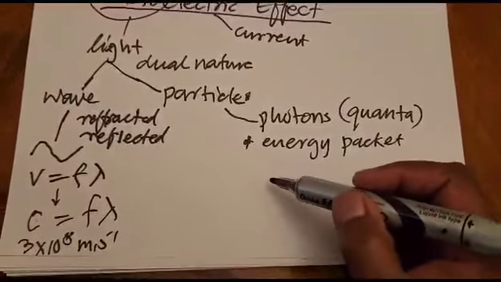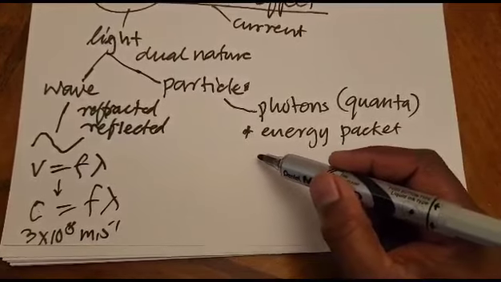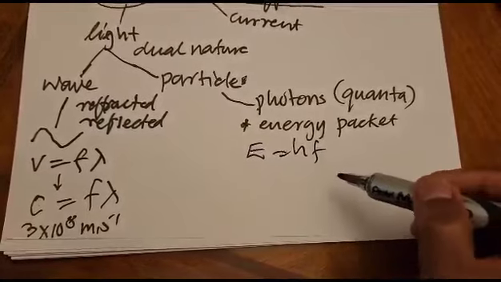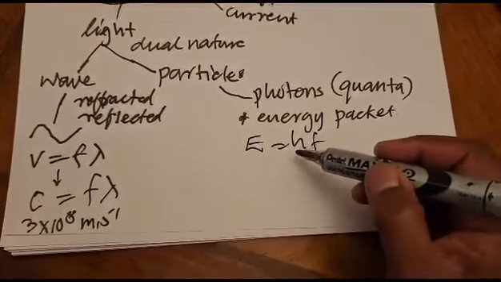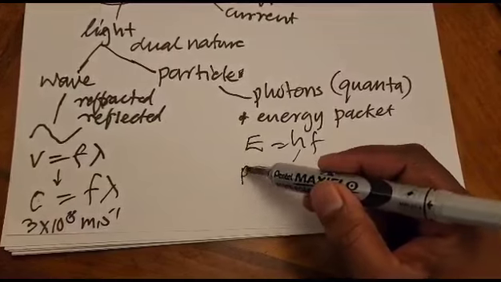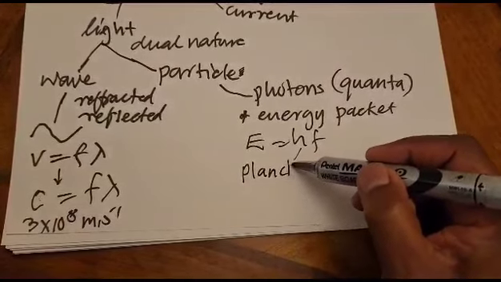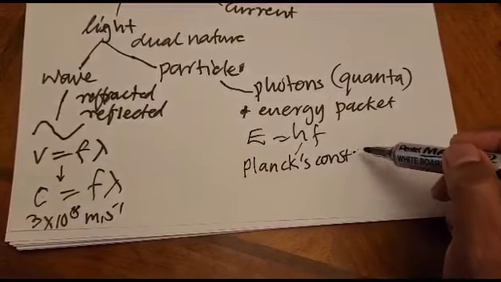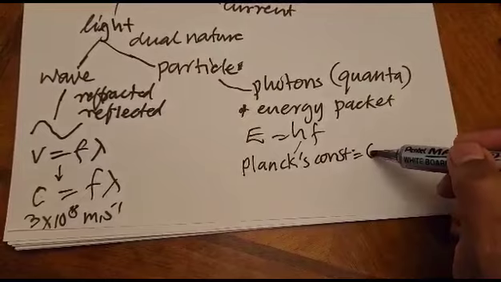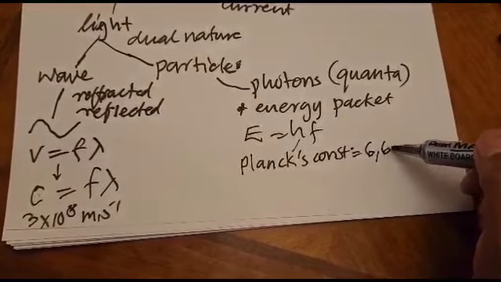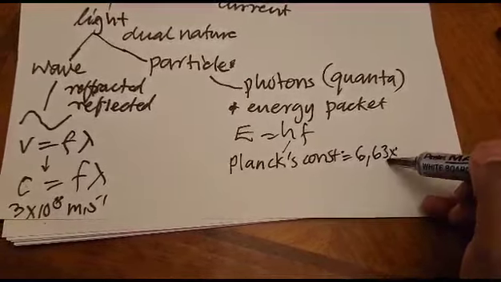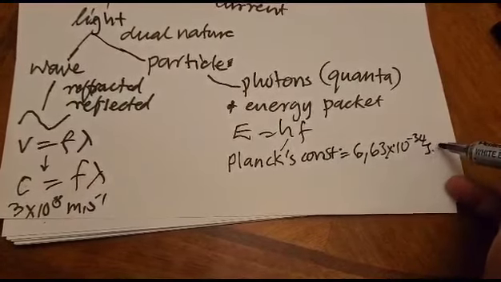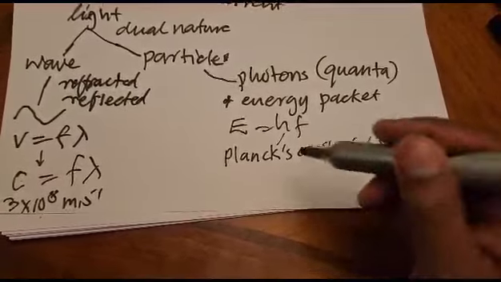In this case, the energy of a photon can be calculated using this formula, E equals hf, where h is Planck's constant. Planck's constant has a value of 6.63 by 10 to exponent negative 34 joule second. That is Planck's constant.